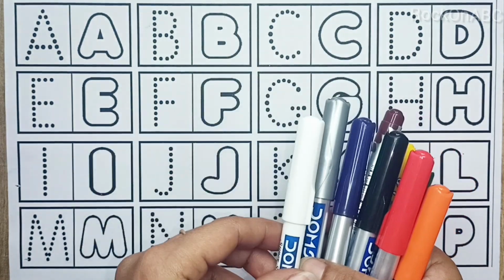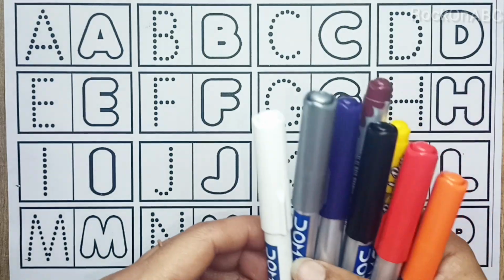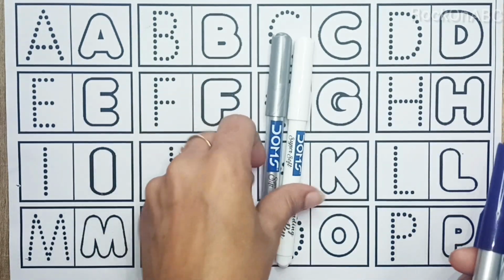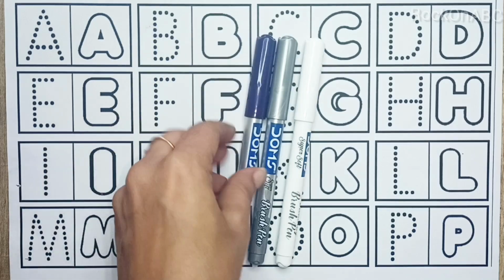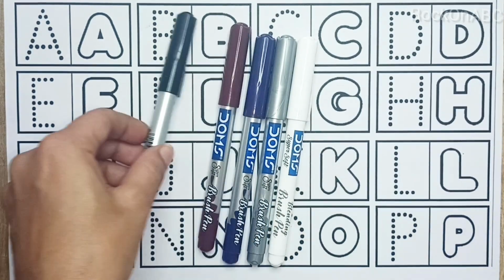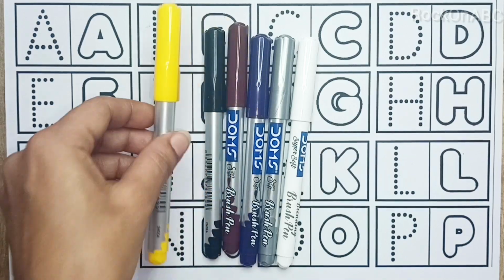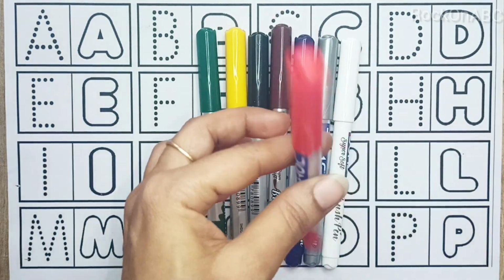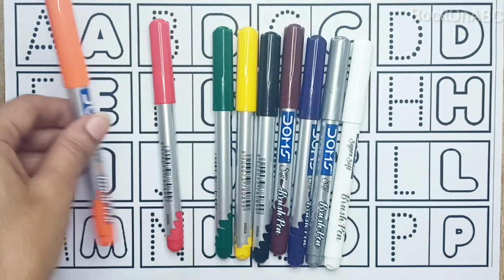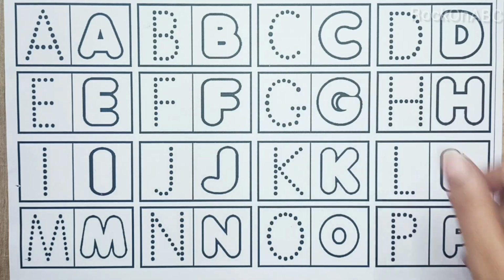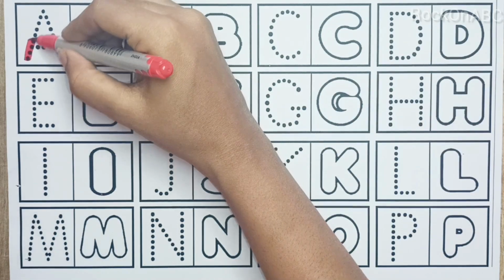Let's learn colors name. These are colors: white color, silver color, violet color, brown color, black color, yellow color, bottle green color, red color, orange color. Today we will trace A to Z and we will paint ABCD. So let's get started.